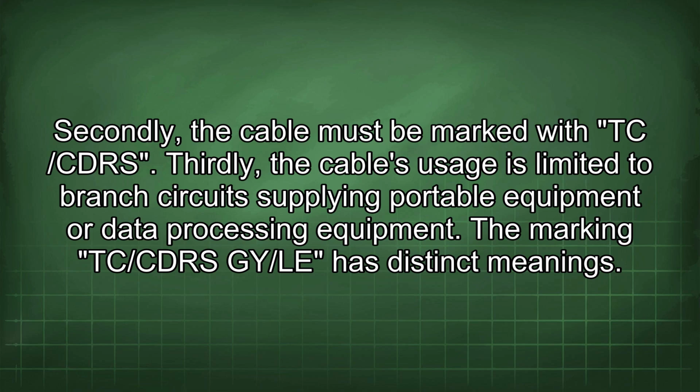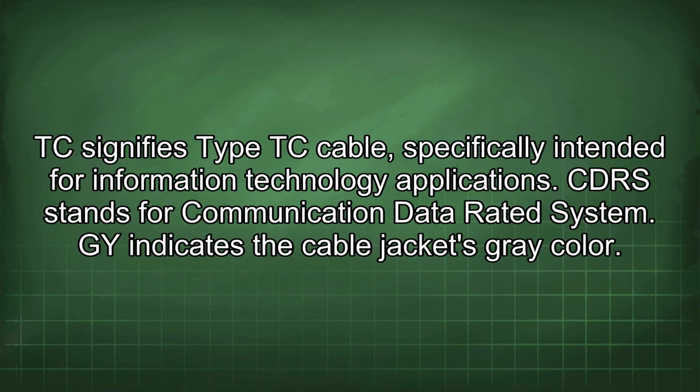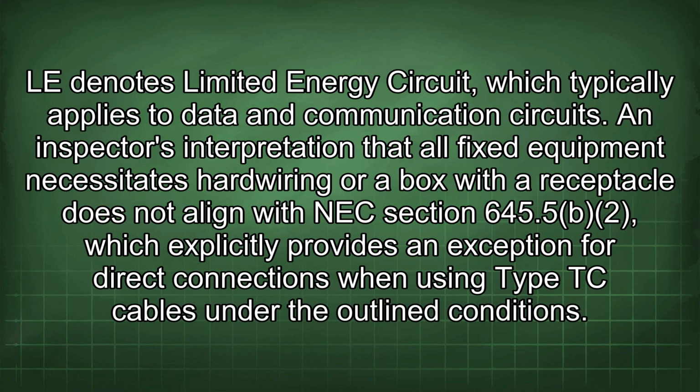The marking TC/CDRS/GY/L has distinct meanings. TC signifies Type TC cable specifically intended for information technology applications. CDRS stands for Communication Data Rated System. GY indicates the cable jacket's gray color. L denotes a limited energy circuit, which typically applies to data and communication circuits.